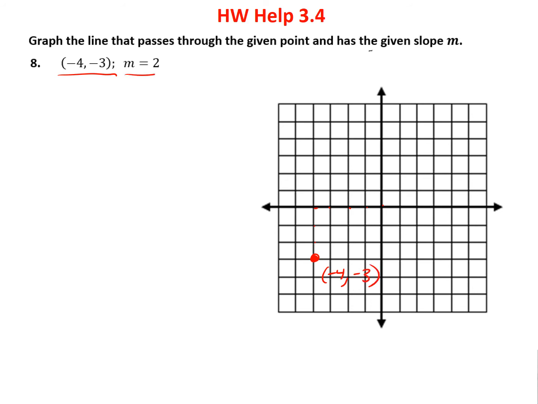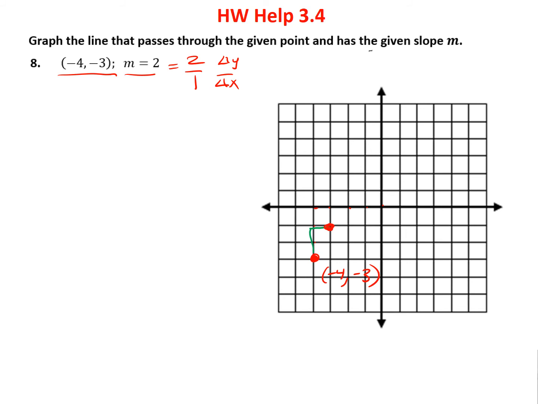Now we have a slope of 2, which is the same as 2 over 1. That's my change in y. I go up 2, and my change in x is 1. So if I draw me a little slope triangle, I'm going to go up 2 and over 1, and that'll be my next point. And then I can draw my line.